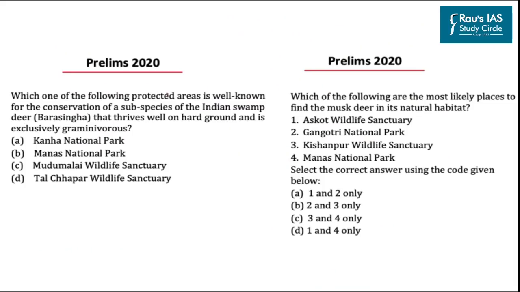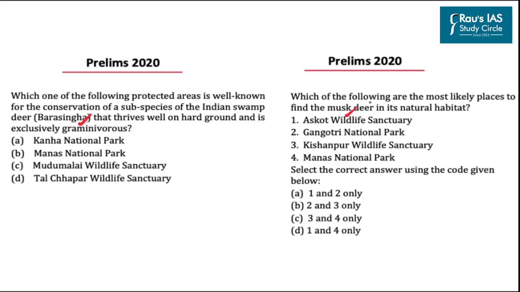Let us now take two questions on important species. One of them is on Indian swamp deer or Barasinga, and the second one is about musk deer. And understand how you can prepare for the upcoming civil services examination, that is Prelim 2021. If you look at this particular year, three questions have been asked on species. One of them was on Great Indian Bustard, the question which we already discussed, and these two.